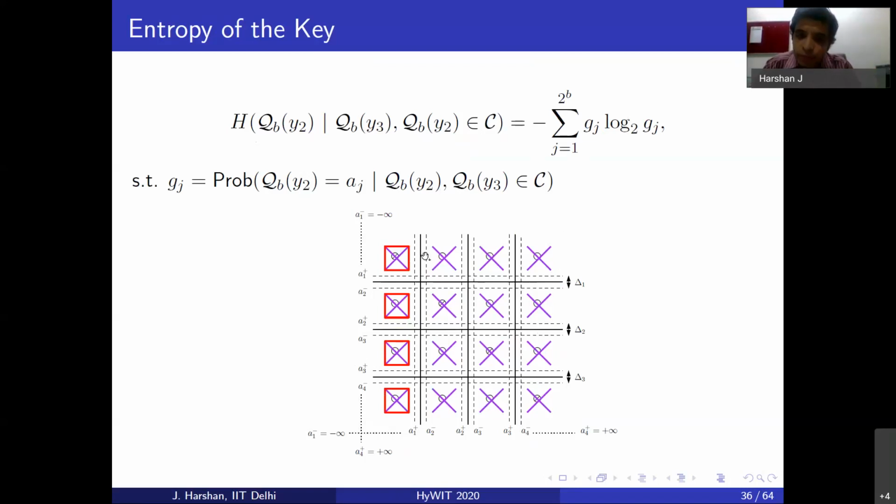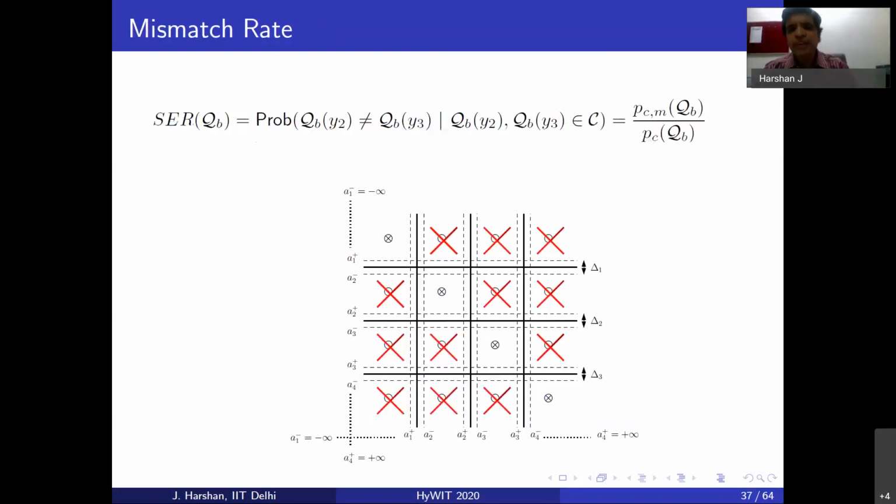I can actually compute the same for all the other samples, and that would give rise to all these GJs, and once I have these GJs, I can compute my conditional entropy. So that means we now have a very good hold on how to maximize the conditional entropy using the joint distribution. And finally, we are also interested in the mismatch rate.